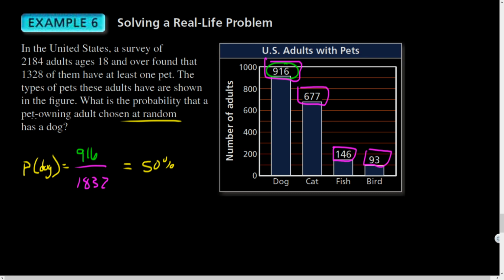Yeah, probability that a pet-owning adult. So we already restricted this quite a bit. But anyways, so there you go.